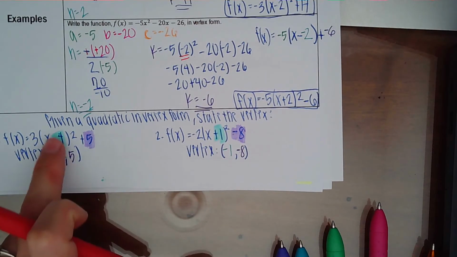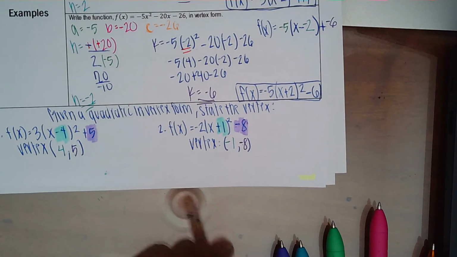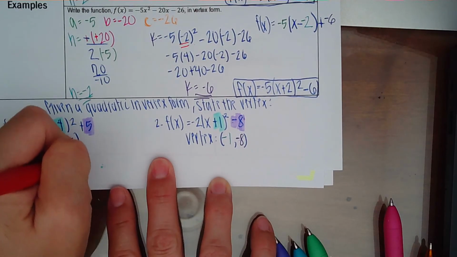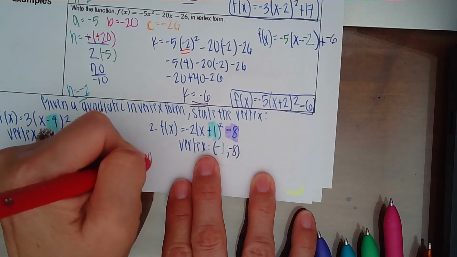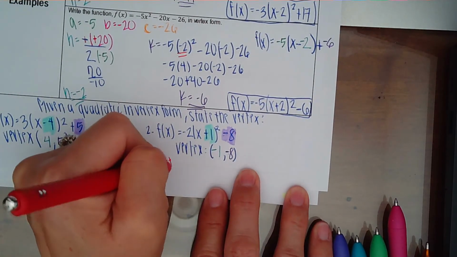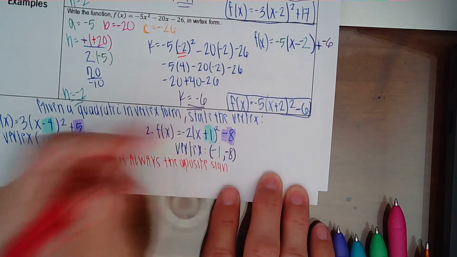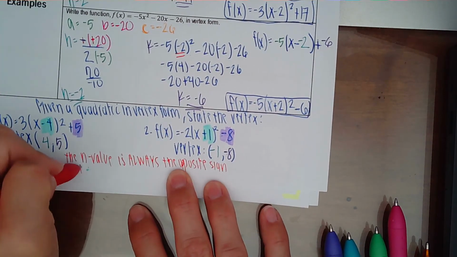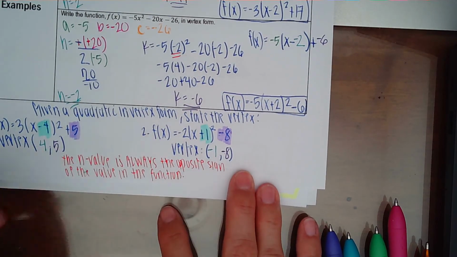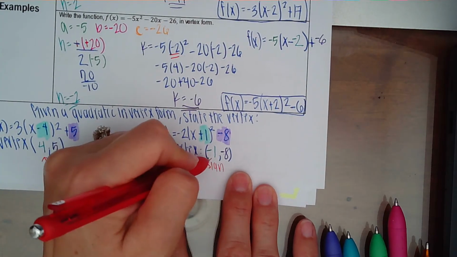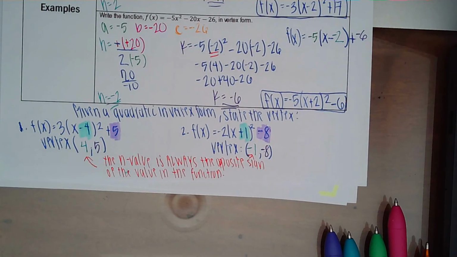So what I'm hoping that you guys can notice here is that your h values are always the opposite sign of whatever the value is in the function. So if it's a negative 4, it's a positive 4. If it's a positive 1, then it's a negative 1. That's only for your h values. So the h value is always the opposite sign of the value in the function. Okay, so remember that. And that's it for vertex form. So just make sure you're really good at finding your vertex, and then the rest should just fall into place.